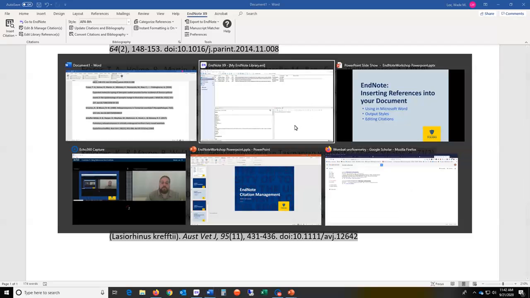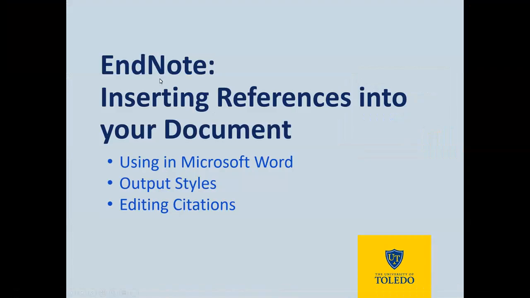So, we can use Microsoft Word to put citations in. We can do it either from Word or from EndNote. We can change our output style to match what we want. And if something doesn't look right, we can always edit the citation. We just remember that we need to do that in EndNote.